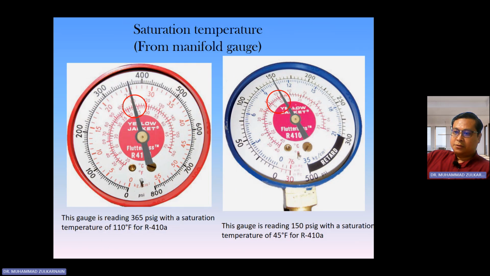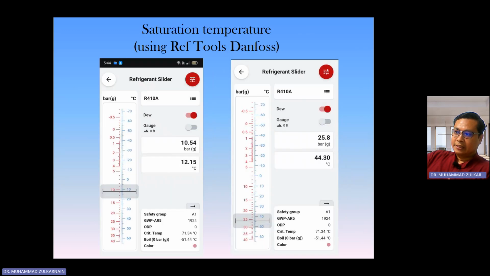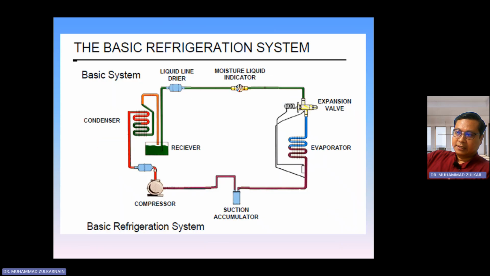Okay, this is how to use the manifold of the pressure. You should look directly at eye level. What happens is that the viewing angle will influence the reading of pressure. This one is a temperature tool for reading the rate of the temperature.